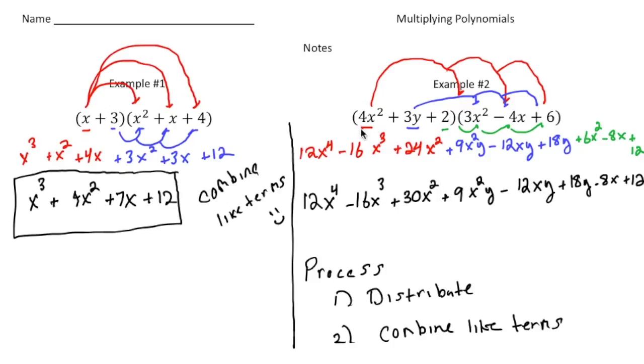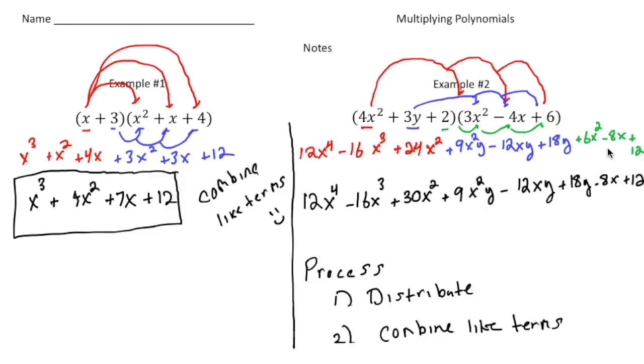Now here we have a trinomial times another trinomial, and it's the exact same process as the first problem, except you're going to have 3 terms here that are being distributed to the 3 terms of the trinomial. So the red shows what happens when you multiply the 4x squared times each term in the second trinomial, and then the blue shows the result when you multiply 3y times the 3x squared, and the 3y times the negative 4x, and the 3y times the 6.